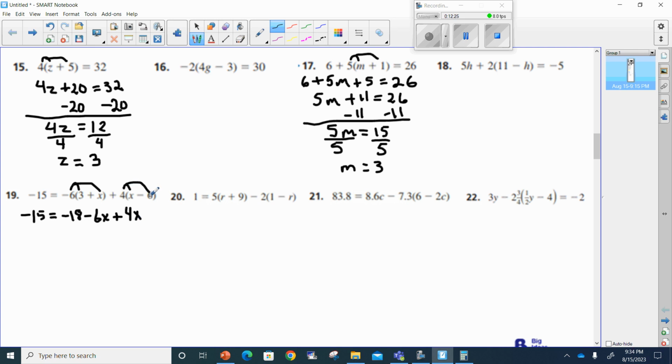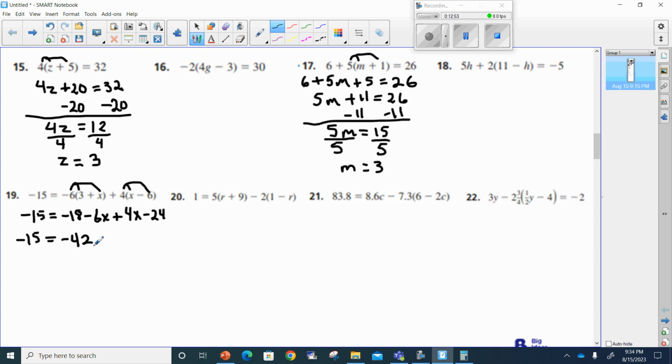And 4 times negative 6 is negative 24. Let's combine like terms. On this side, there's nothing to combine, so it stays 15. On this side, we have negative 18 and negative 24. Well, there's two negative numbers. When my signs are the same, I find the sum. 18 and 24 are going to make 42. So this will be a negative 42.